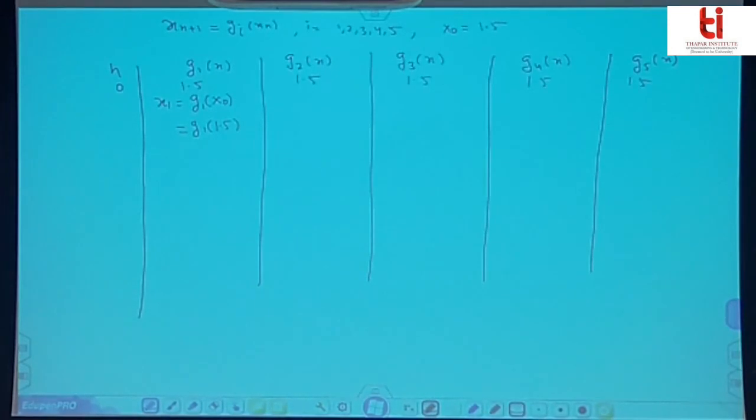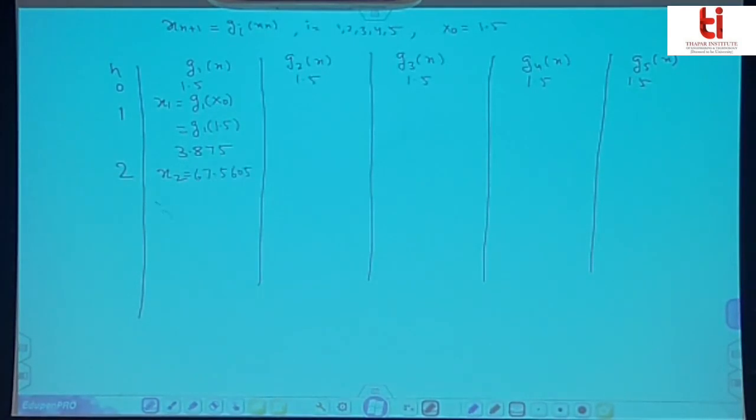Okay, and after that we are computing x1. x1 will be computed with the help of g1(x0), that is g1(1.5). The value is coming out to be 3.875. After getting the value of x1, we will get the value of x2. This is the second iteration.